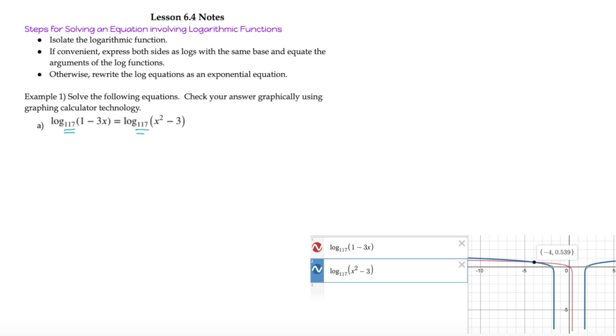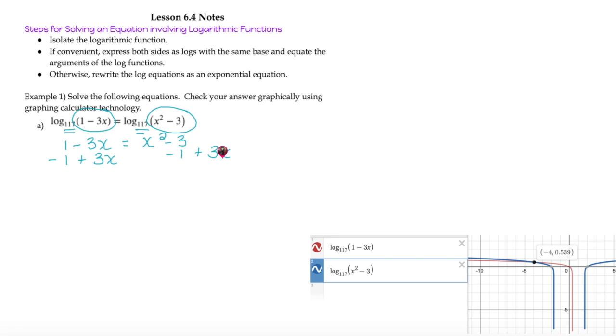So using the one-to-one property from lesson 6.2, this is the same as setting each of these pieces equal to each other. So 1 minus 3x is equal to x squared minus 3. Well, now it's a quadratic. I'm going to leave my x squared positive and subtract 1, but add 3x to both sides.